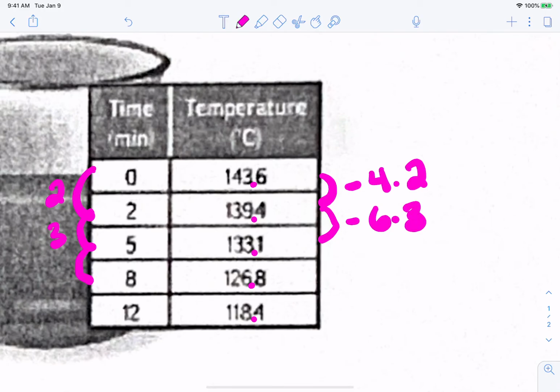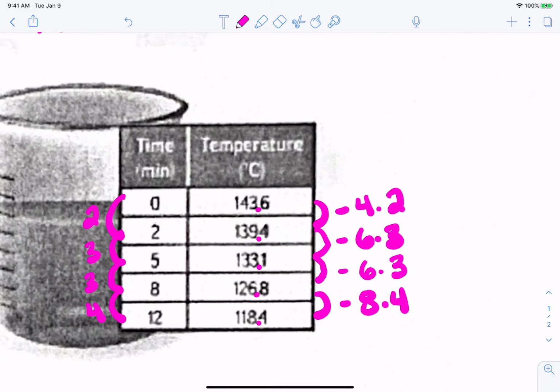Okay. From 5 to 8 minutes, that's another 3 minutes that have passed. And how many degrees have I gone down there? 6.3 degrees again. Okay, and then from 8 to 12, that's 4 minutes, and I've gone down 8.4 degrees. Okay, so I'm looking at those guys.